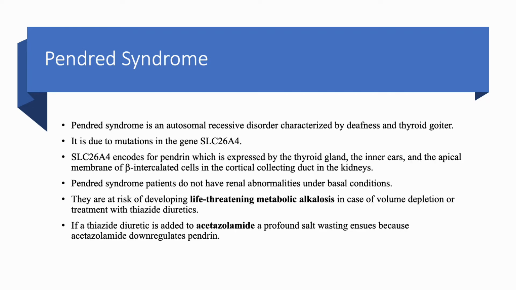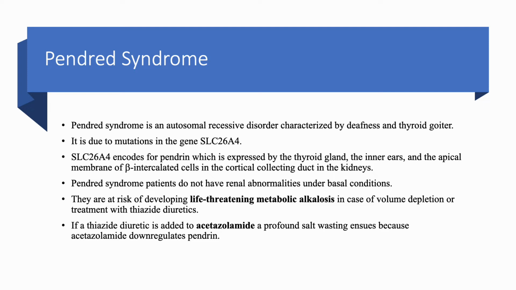What is Pendred Syndrome? I mentioned that this may come up on a test. Maybe it is important if you are a pediatric nephrologist. If you're an adult nephrologist, chances are you'll never see it. Pendred Syndrome is an autosomal recessive disorder characterized by deafness and thyroid goiter. We have a mutation in the SLC26A4. This gene encodes pendrin, and pendrin is that chloride bicarbonate exchanger found on the beta intercalated cells. So if there is a problem with it, then bicarb is going to stay in and chloride is going to go out.